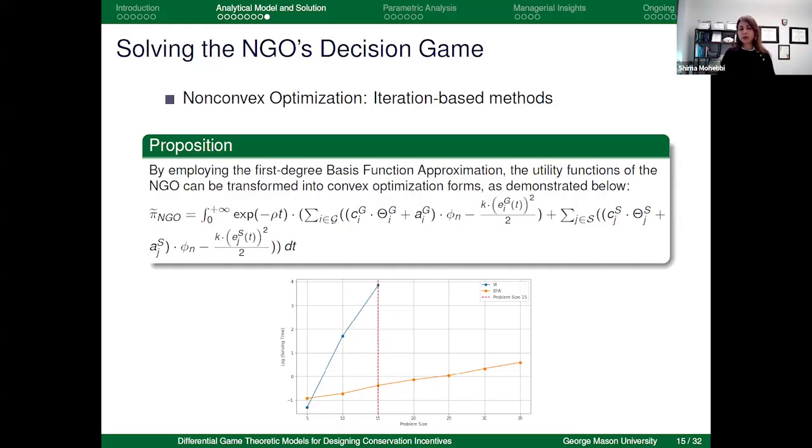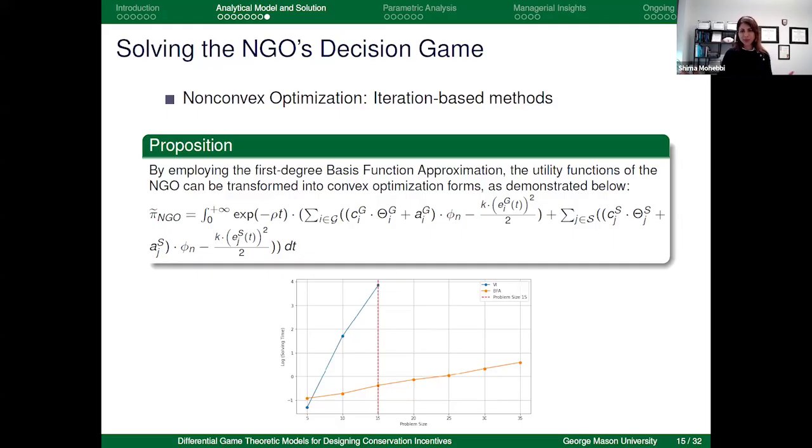So we propose that by employing the first degree basis function approximation, the utility function of the NGO can be transformed into convex optimization forms, as you can see here. In other words, we replace the nonlinear components with linear approximation and then solve the resulting problem using the KKT conditions.